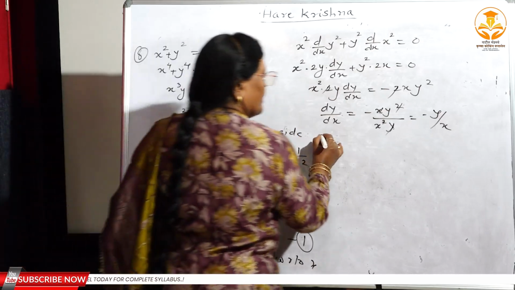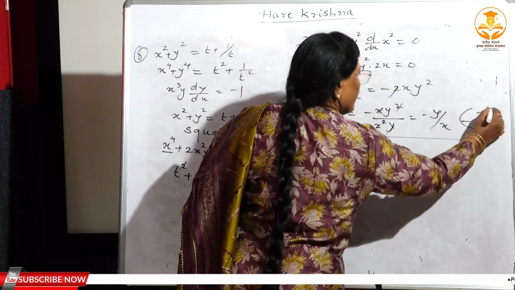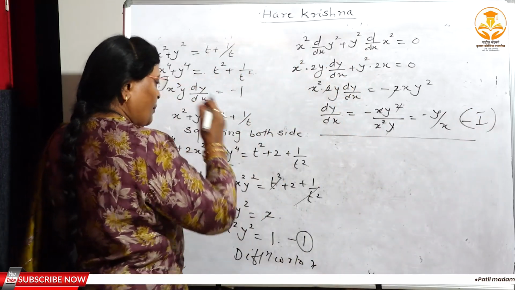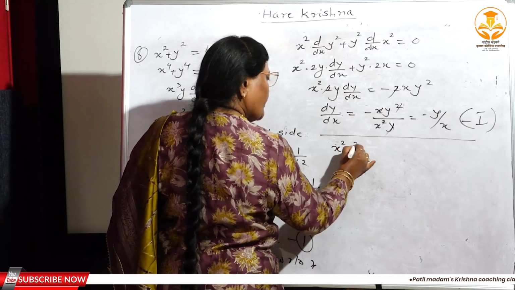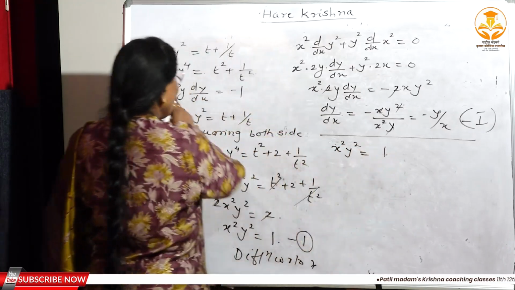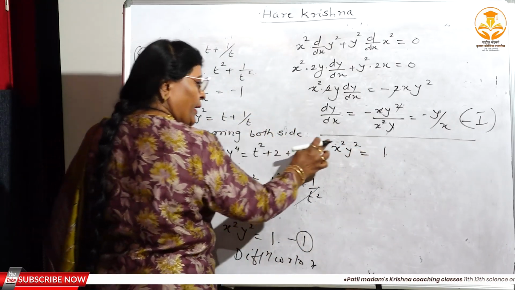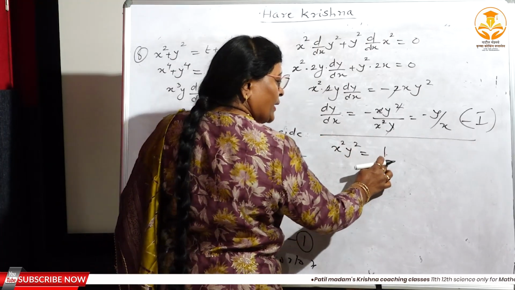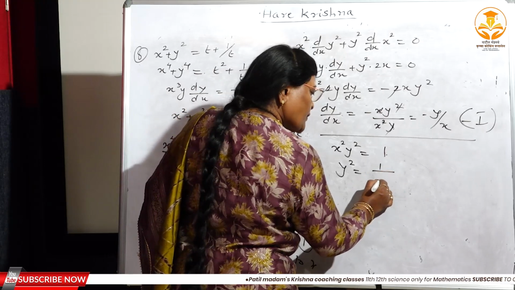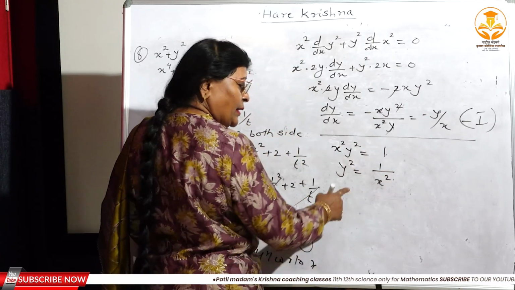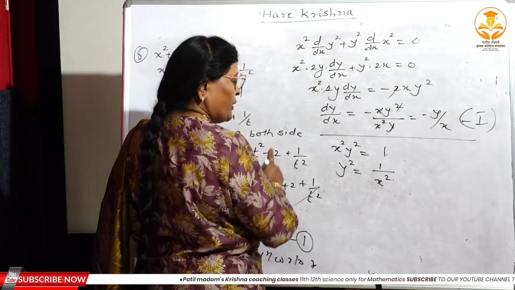Therefore, see here, this is one result, isn't it? They have not given this result here, but this result we have to manage, that is x square y square is equal to 1. To get x cube, you have to bring this x square to the denominator. Therefore, y square is equal to 1 upon x square. When you write like this, then and only then you get this answer here.